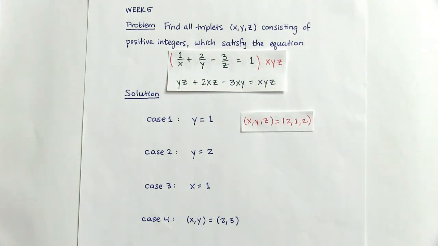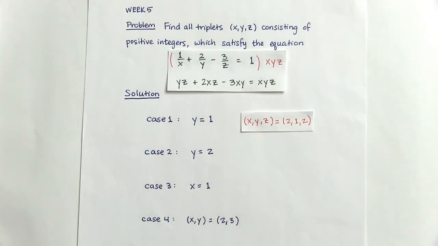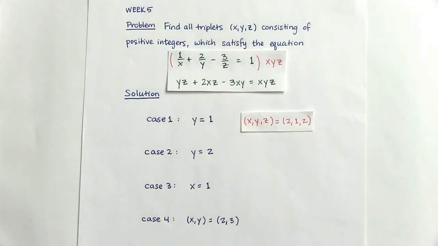Now we're ready to look at case 2. What happens when y is 2? Let's plug y is 2 into this equation and see if we can solve for the positive integers z and x, which satisfy this equation. So we're going to do that next, like this.